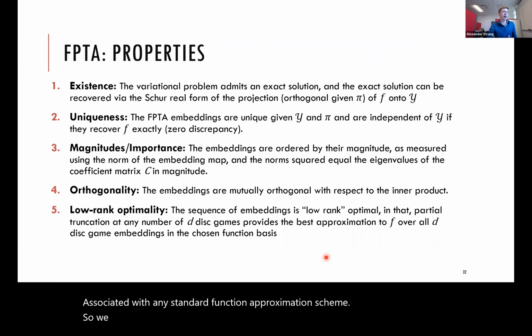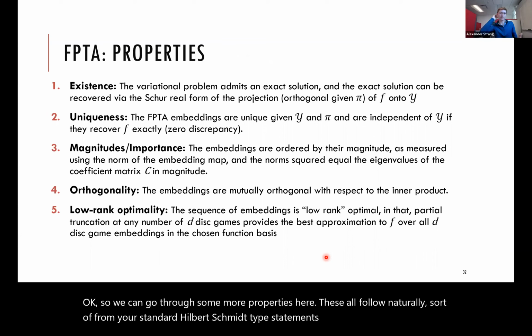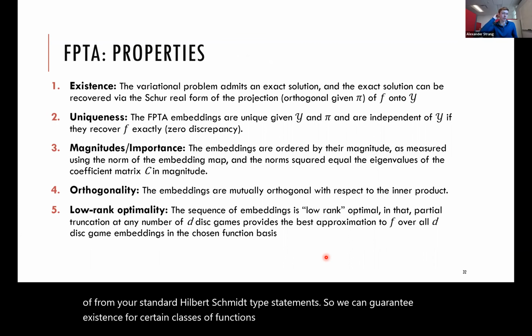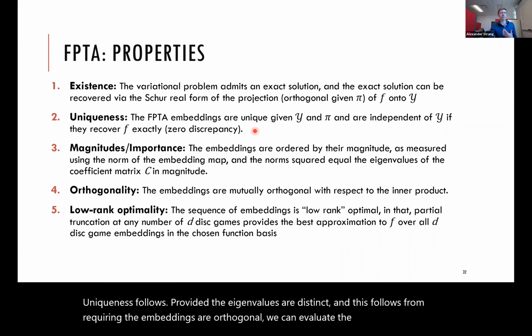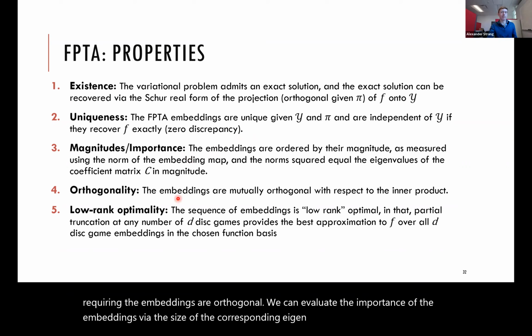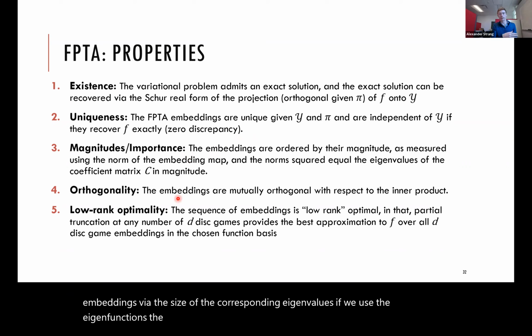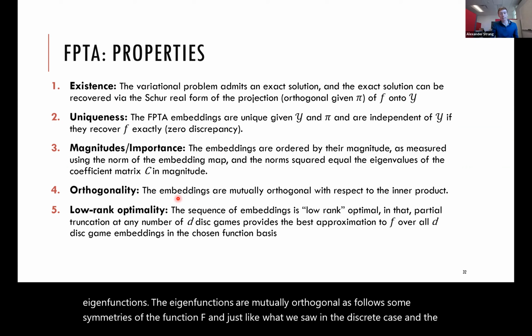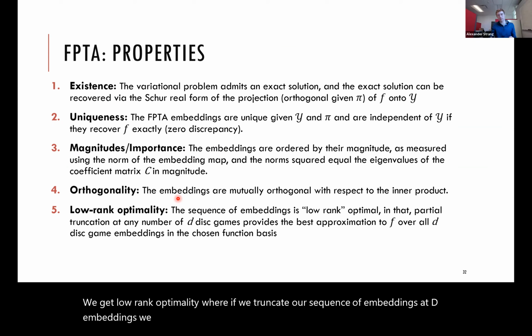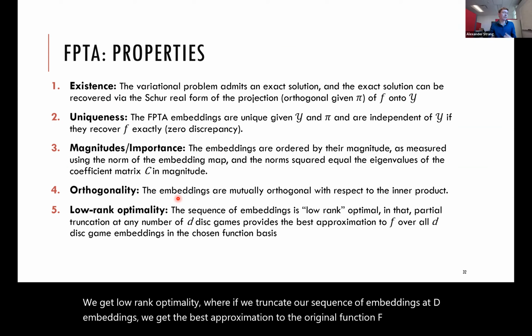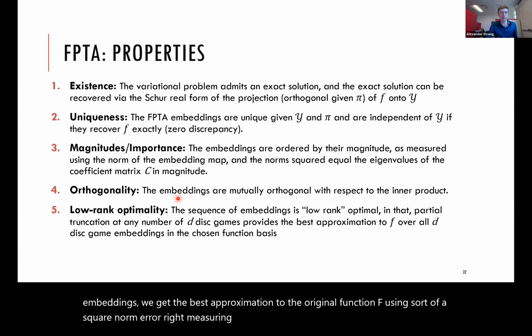Okay, so we can go through some more properties here. These all follow naturally from your standard Hilbert-Schmidt type statements. So we can guarantee existence for certain classes of functions, in particular square integrable functions. Uniqueness follows provided the eigenvalues are distinct. And this follows from requiring that the embeddings are orthogonal. We can evaluate the importance of the embeddings via the size of the corresponding eigenvalues, since the eigenfunctions are mutually orthogonal. This follows from some symmetries of the function f. And just like what we saw in the discrete, finite case, we get low rank optimality, where if we truncate our sequence of embeddings at d embeddings, we get the best approximation to the original function f using a square norm error, right? Measuring error in terms of variance.